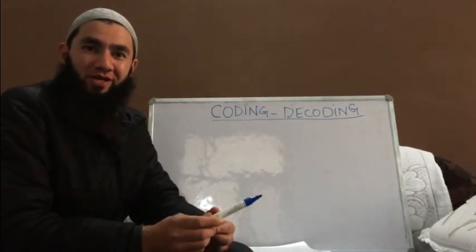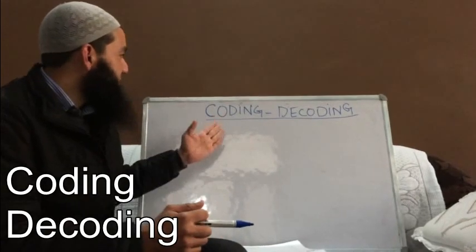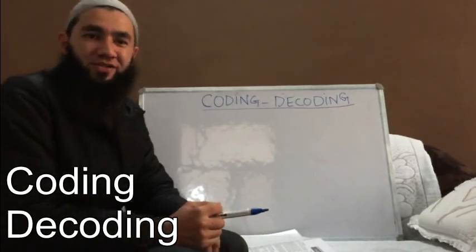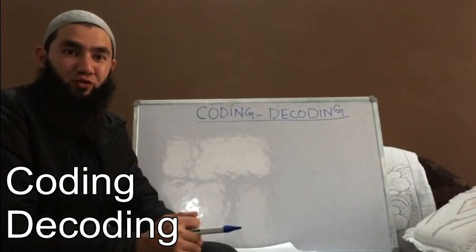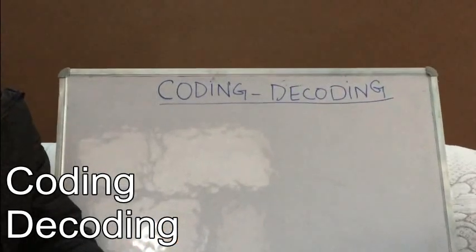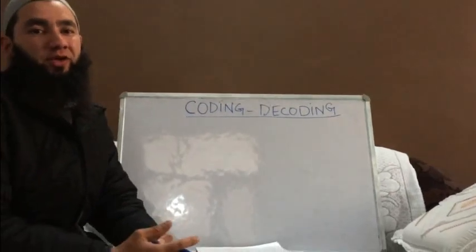As I had promised you, I'll be coming again in front of you to share with some of my friends the basics of the chapters from reasoning. So the chapter which we are going to discuss this time is coding and decoding. So when we talk about coding and decoding, what is coding and decoding all about?